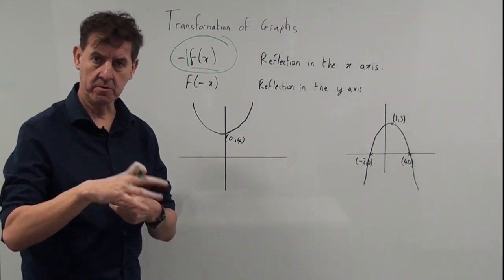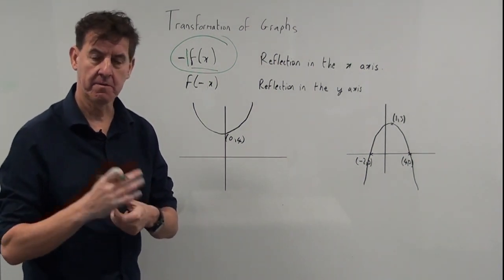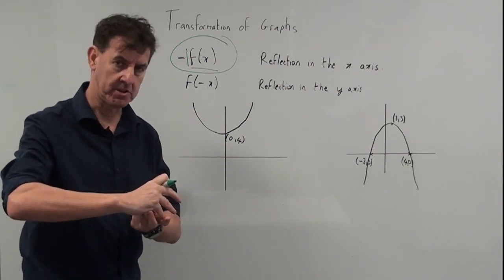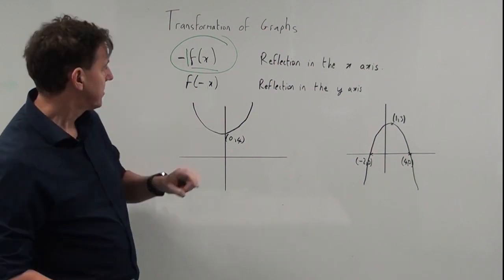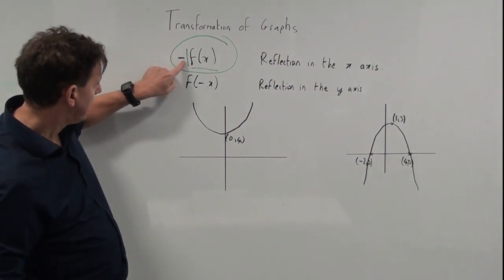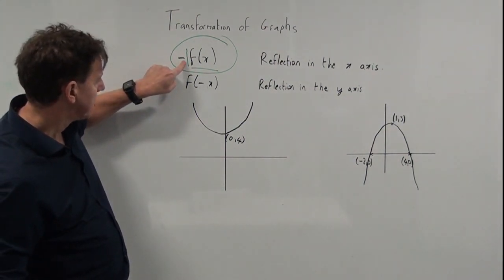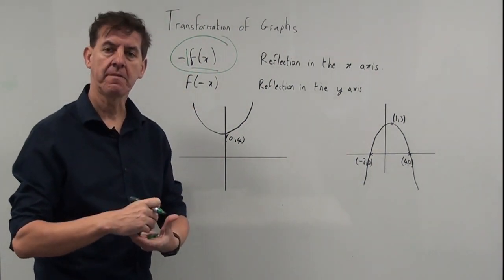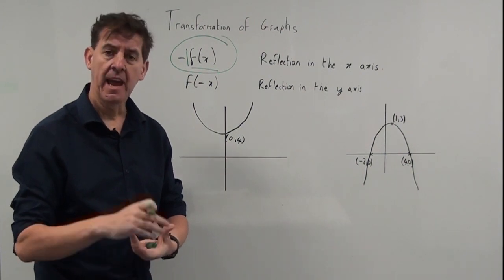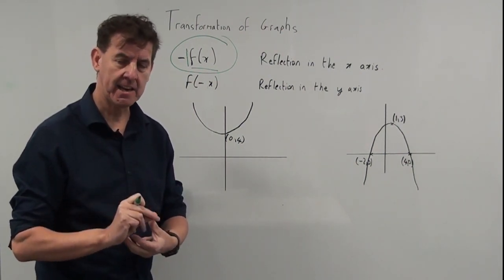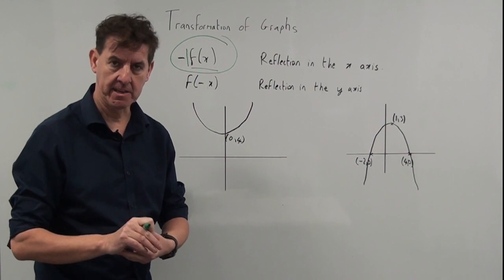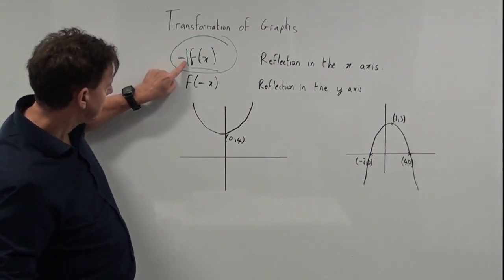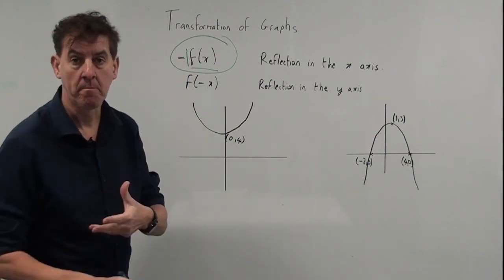So thinking about the four transformations that we've done already, the first question I ask myself is, is that number on the outside of the function or on the inside of the function? And quite clearly, that negative 1 is on the outside of that function. So remember, if the number's on the outside of the function, it affects the y-coordinates in exactly the manner that you would expect it to. In other words, it would take each of those y-coordinates and multiply it by negative 1.